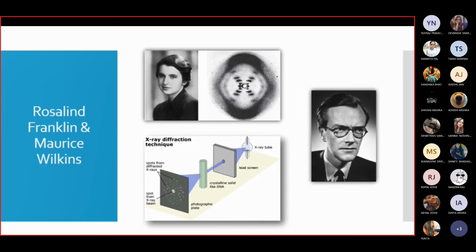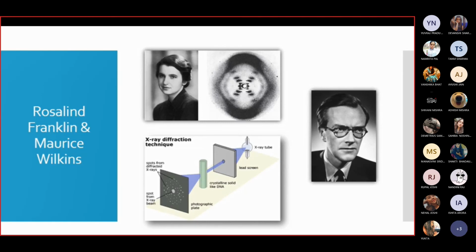So Rosalind was the one who was able to get high-resolution photos of crystallized DNA fibers. So from her images, she was able to determine the basic dimensions of DNA strands and that the phosphates were on the outside of what she thought to be a helical structure.